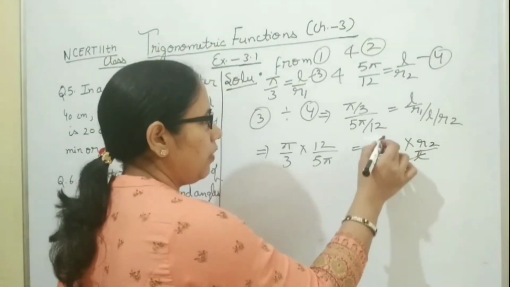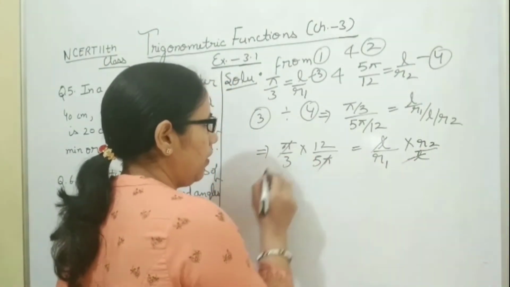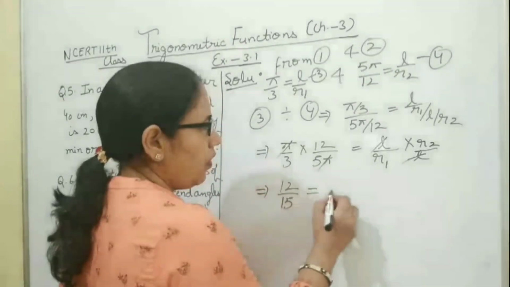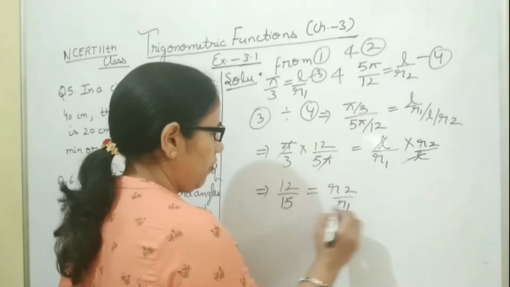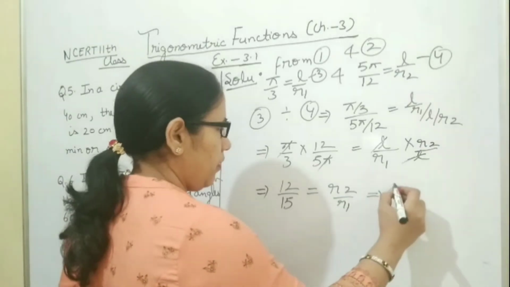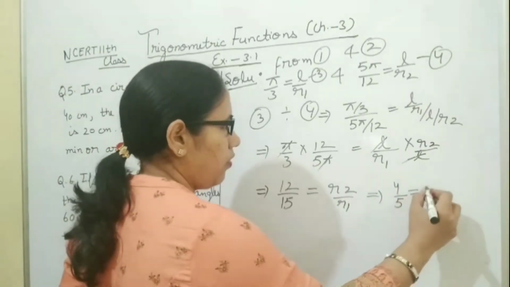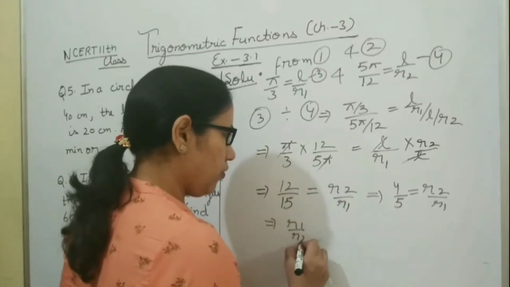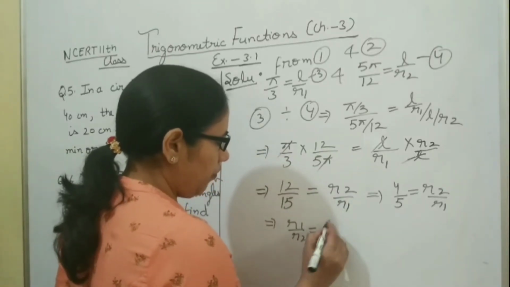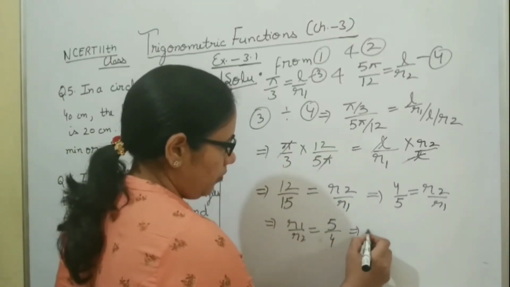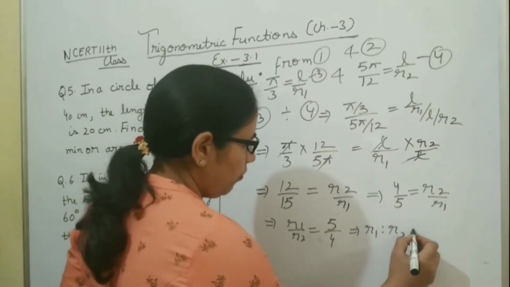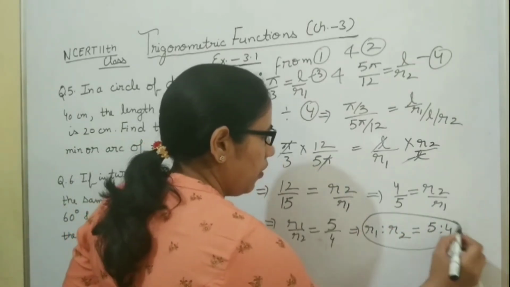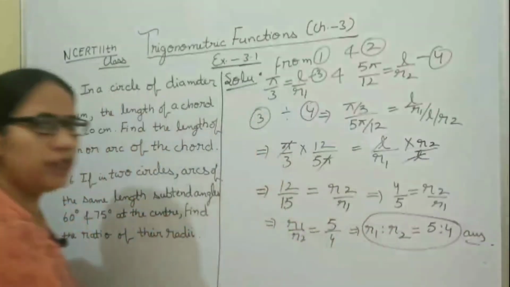So cancel out L with L and pi with pi. Your answer will be 12 over 15 equals R2 over R1, or 3 fours are 12, 3 fives are 15, R2 over R1, or convert it into R1 by R2. So your answer will be 5 by 4, or in terms of ratio, R1 is to R2 comes out to be 5 ratio 4. So this is the answer for your question number 6.